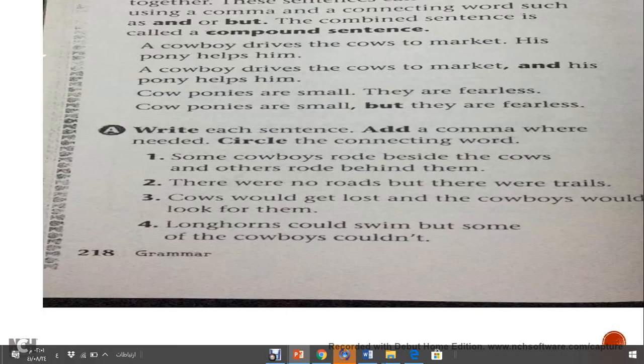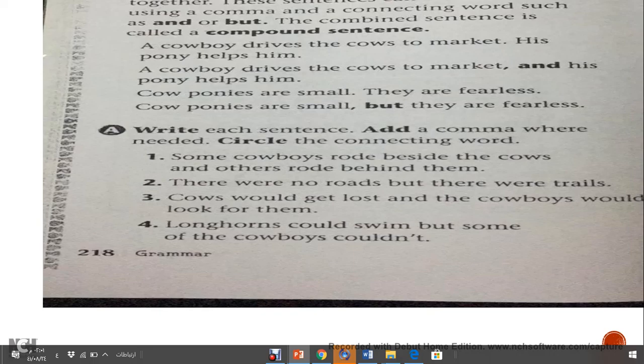Again, write each sentence, add a comma where it's needed, circle the connection word or the connecting word. So here we should circle each connecting word and we must put a comma before it. So number 1: some cowboys rode beside the cows and others rode behind them.